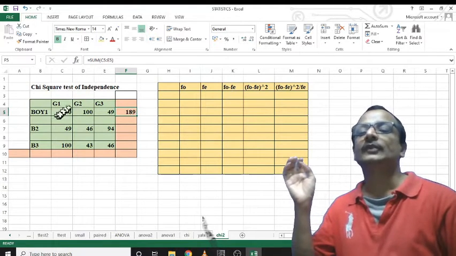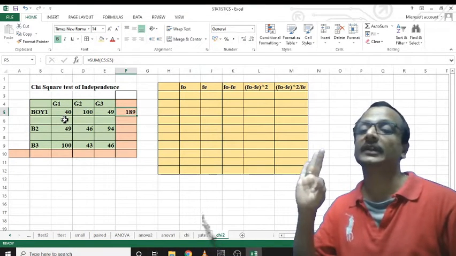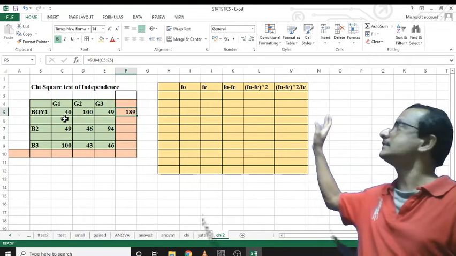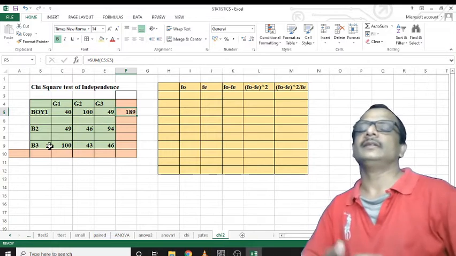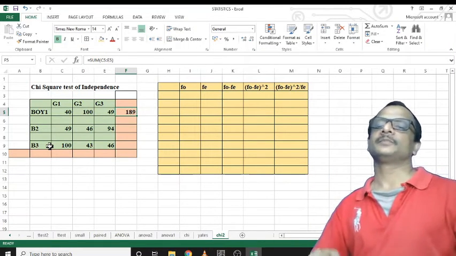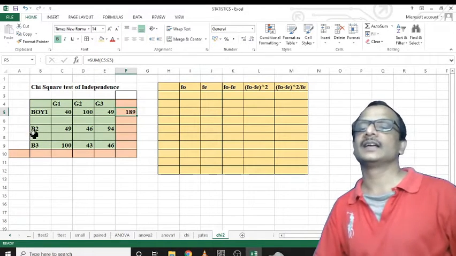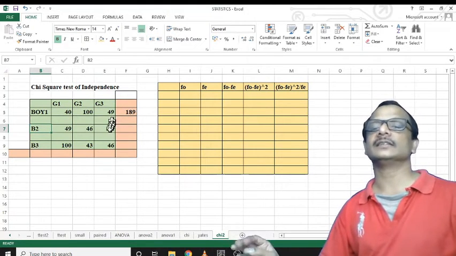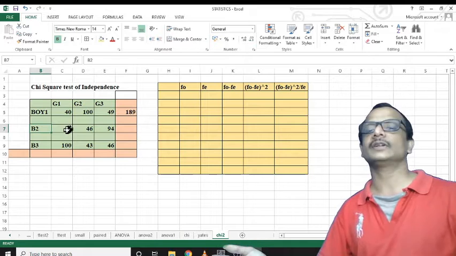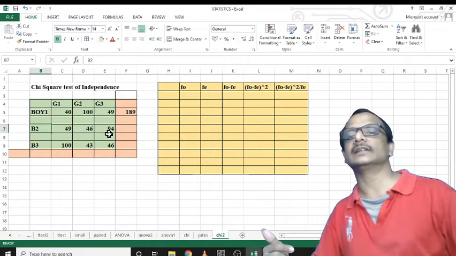Boy 1 associates with girl 1, G1, for 40 days, girl 2 for 100 days, and girl 3 for 49 days. Then now we can think that there are two other boys compared to the first case, and these two boys again associate with these three girls in this fashion: 49 days with G1, 46 days with girl 2 and 94 days with girl 3.